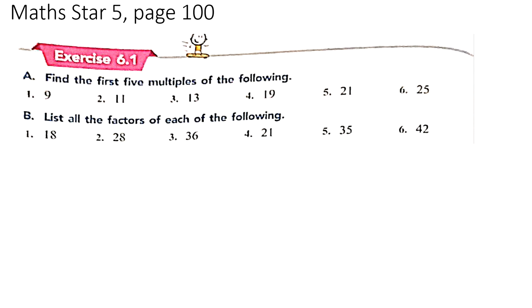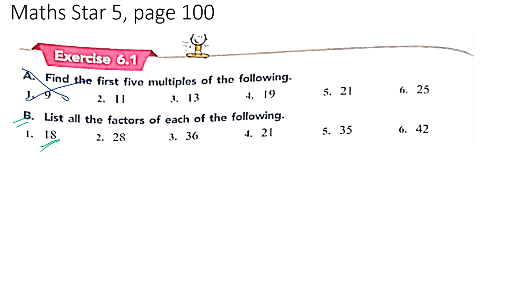So this is an exercise that is given as 6.1 in the Math Star 5 page 100 book. Okay. So this one, find the first 5 multiples of the following. So let us ignore this particular question because here I have concentrated only on factors. Okay. So let us check the question number B. Although when I will be uploading the next video, this question will be there. So list all the factors of each of the following. So what are the factors of 18?